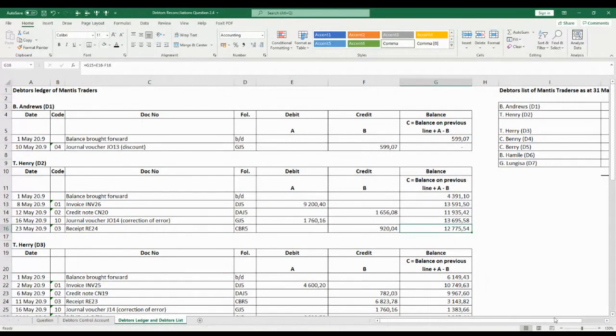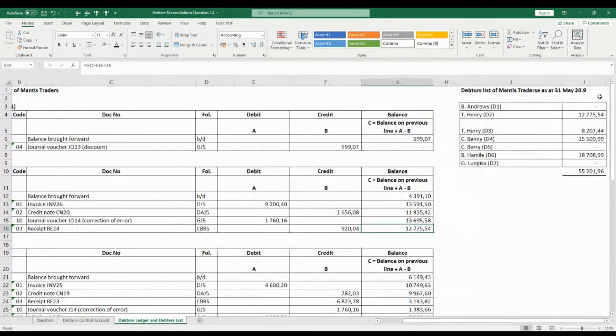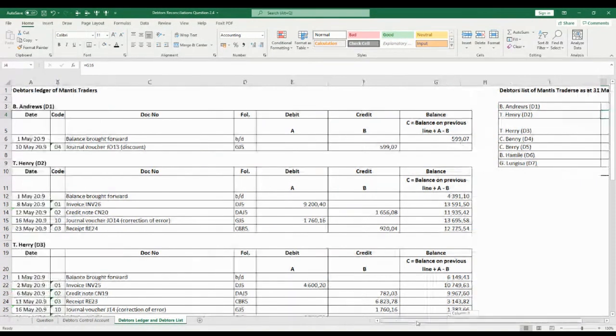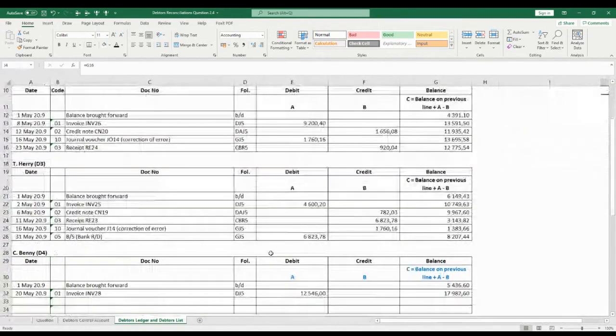Now that balance, the 12,755, is then also shown on the debtors listing. Okay, and then you would add all the debtors accounts and get to the balance. And you would do exactly the same for each and every other debtor. Okay. So you get to their final balances.